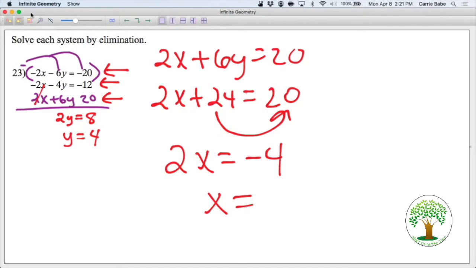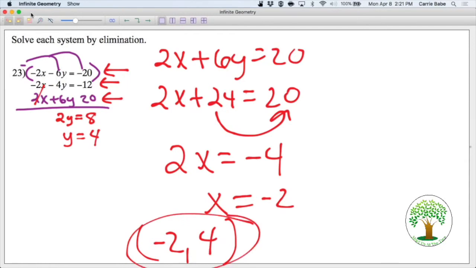What did you get for x, by the way? Negative 2. All right, so we write our answer as negative 2, comma 4. Yes. All right, let's move on now to number 25.